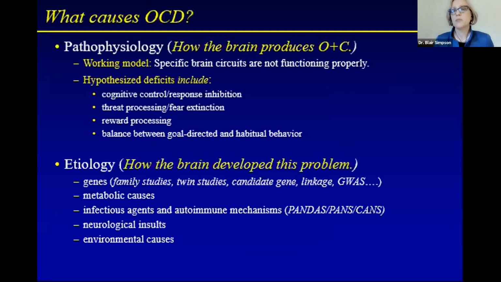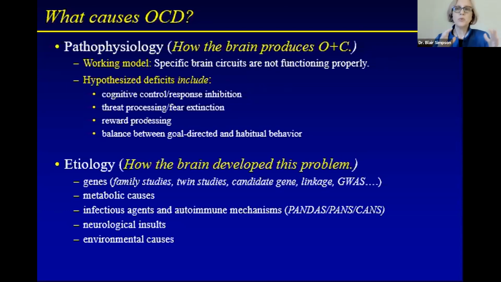If you step back and think about what causes OCD, I think about it 2 different ways. I think about pathophysiology, and by that I mean, how does the brain produce obsessions and compulsions? The idea here is any behavior I do, ultimately my brain is letting me do it. If I wave my hand, it's my brain that's allowing me to wave my hand, right? And there, the working model for OCD is that there are specific brain circuits that aren't functioning properly and that are leading to these abnormal behaviors that the brain is producing. There's a whole range of different hypothesized deficits that could lead to obsessions and compulsions, and I've listed some of those there.